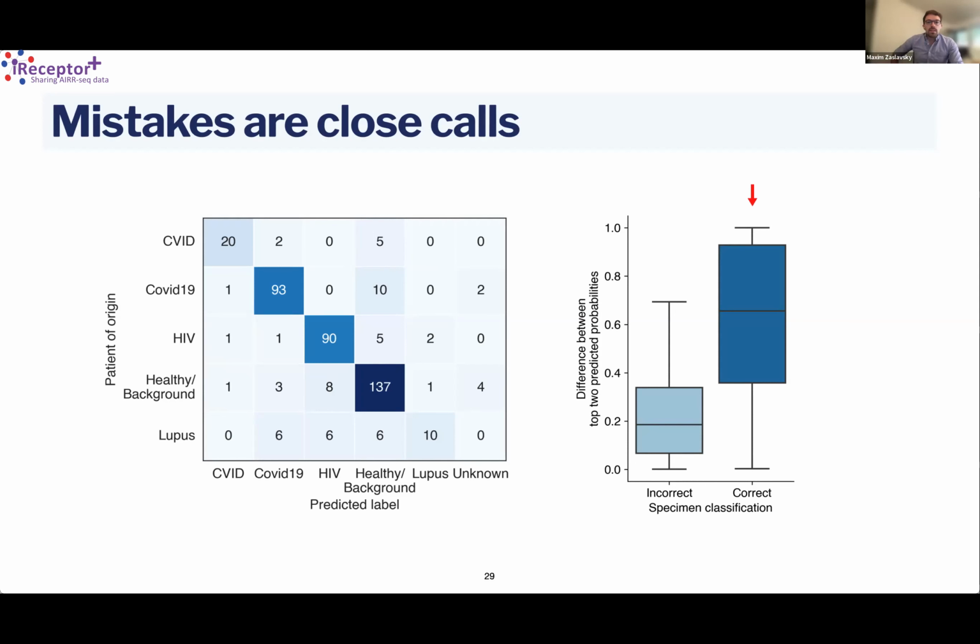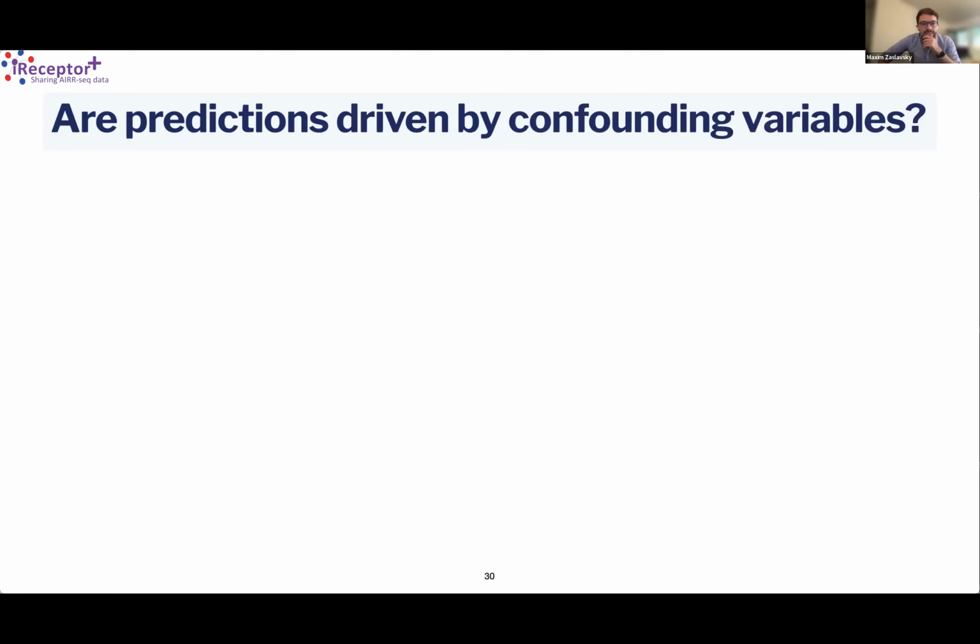So what this means is that the model is more certain in its choices when it makes correct predictions, while its mistakes tend to be close calls. So 0.96 AUC, is that too good to be true? Shouldn't it be harder to find these subtle disease signals in immune repertoires? And we looked at this and we realized we need to make sure that demographic variables aren't driving our results.